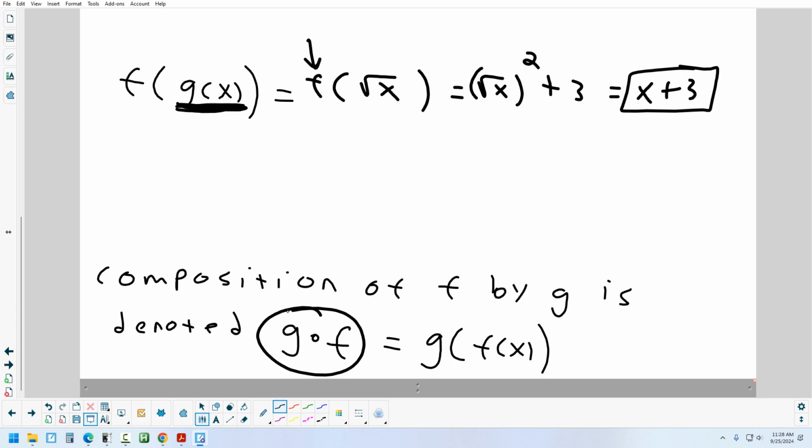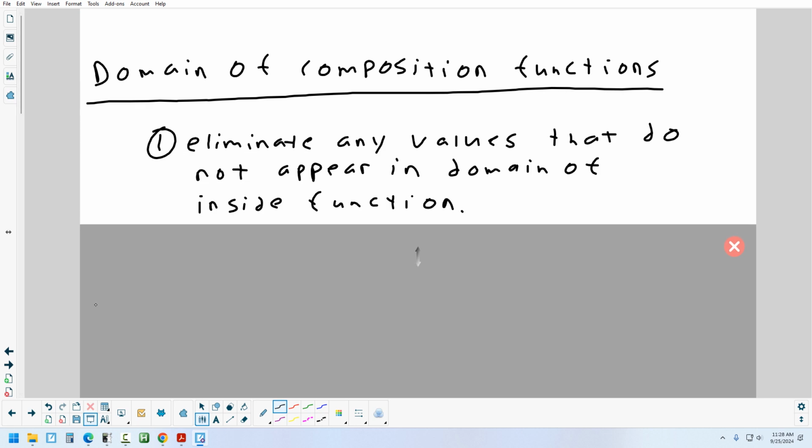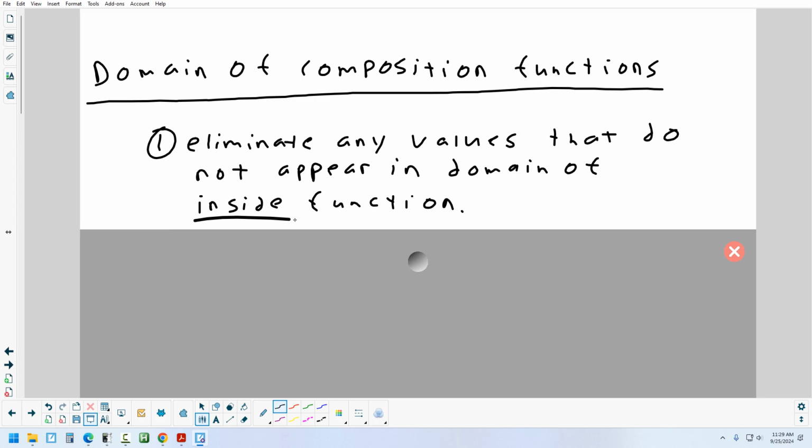Okay. So when you're finding the domain, remember there are two functions here. I call the one that's on the inside the inner function. So in this case, it would be f. And I call the one on the outside the outer function. And in that case, it would be g. So when we're finding the domain, the first thing we have to do is focus on the inside function. And we're going to look at that function, and ask ourselves two questions.